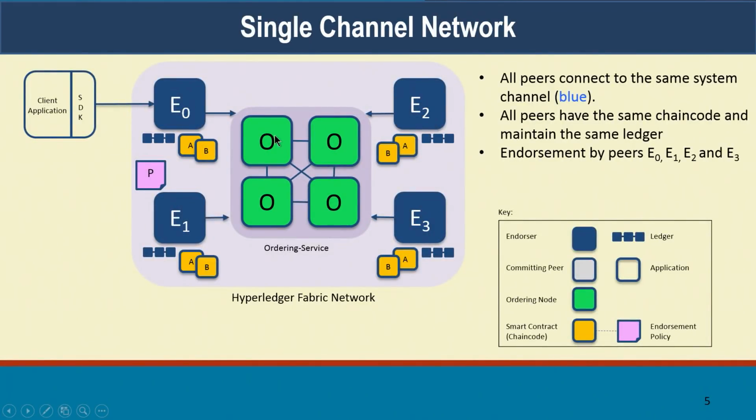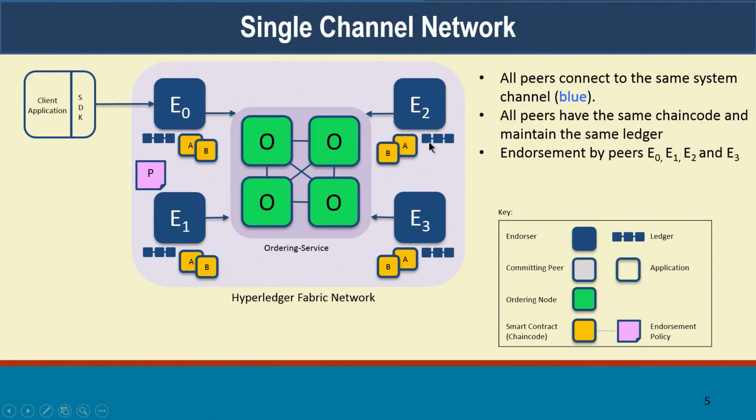So we'll take a couple of examples. So here is a network with just a single channel. As before, a client application is going to submit a transaction to the network, to, let's say, it contacts E0. So E0, E1, E2, E3 are the peers or the endorsing peers in this network. There is an ordering service, and there is exactly one channel in this system. And all the peers connect to that channel. So this is the blue channel here. So they're all represented by these blue boxes here.